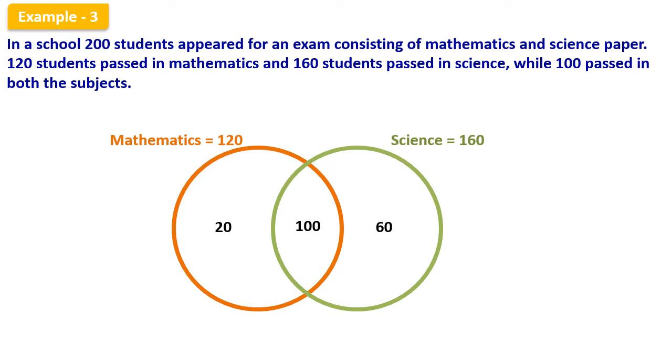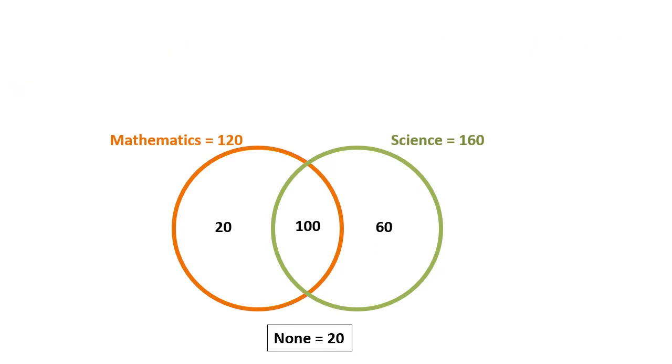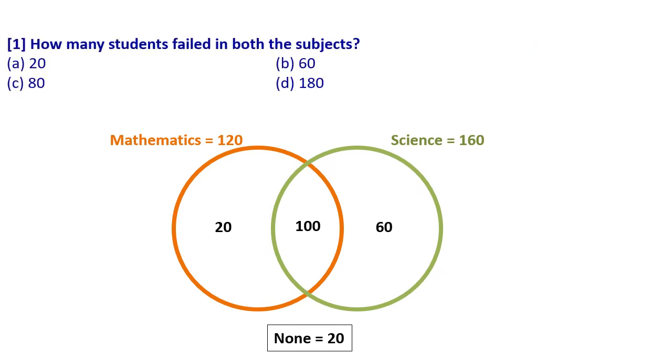What does it mean? It means that 20 students failed in both the subjects. They are unable to clear any of the subjects. Hence, they will be outside the Venn diagram. Now, let us answer the questions based on this. We have constructed the Venn diagram. Now we can answer the questions. The very first question, how many students failed in both the subjects? Well, the answer for this question is option A, 20.